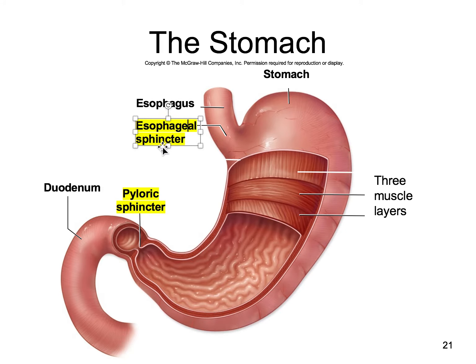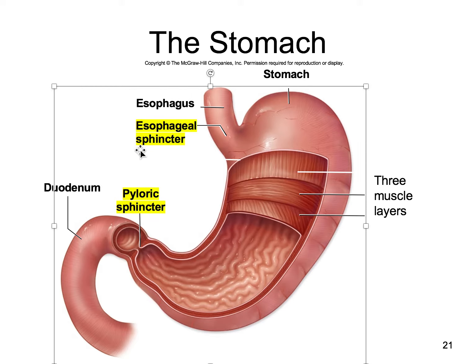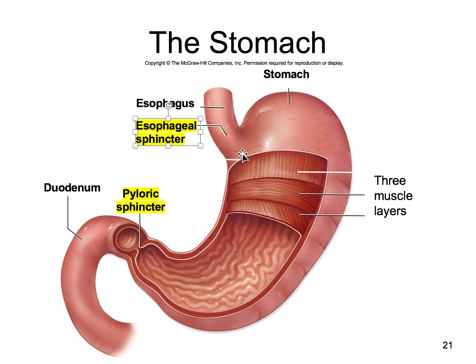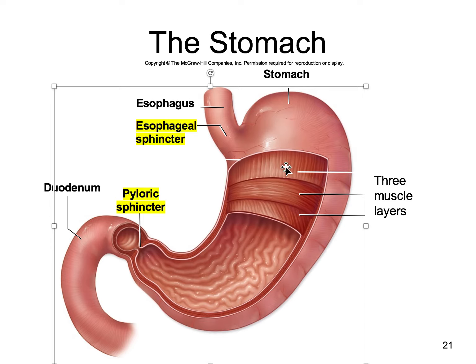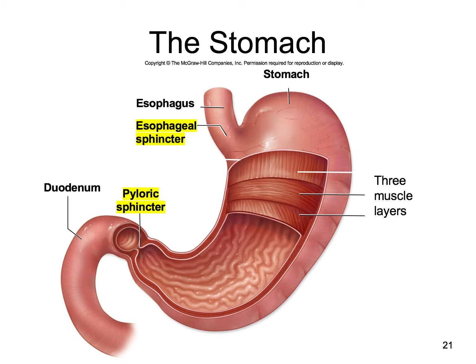So the esophageal sphincter serves an important role to allow only certain amounts of food in at a time and not allow acid to come back up. The pyloric sphincter limits how much food comes out of the stomach at the same time. And while we didn't go into detail on the layers, the stomach has 3 major muscular layers that all contract in different directions to allow this to just be a big mixing pot.